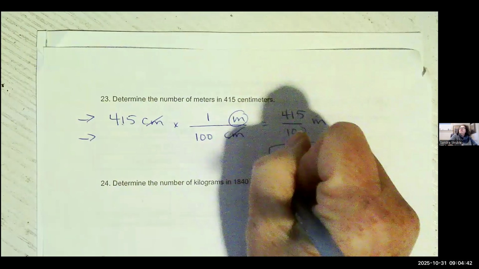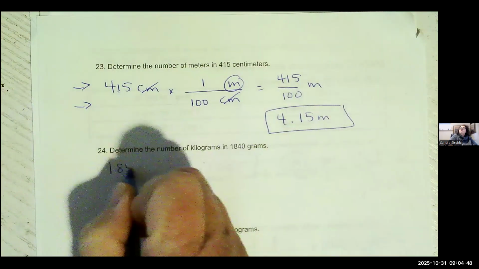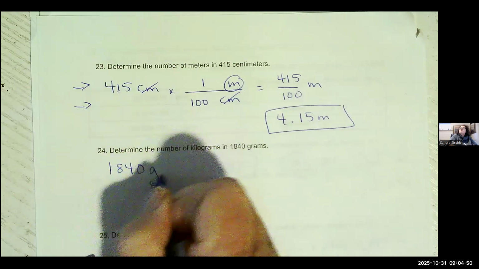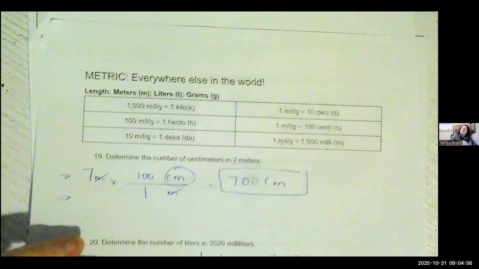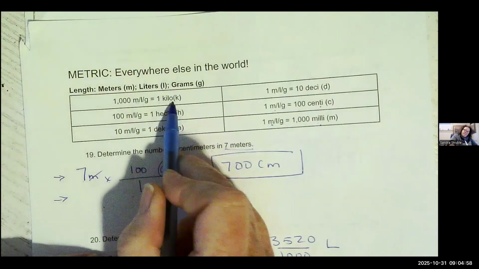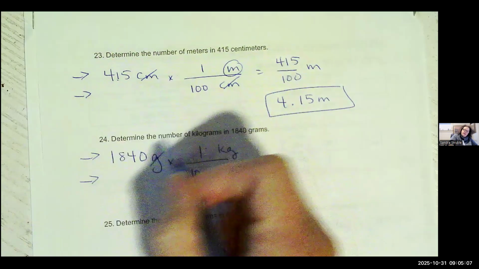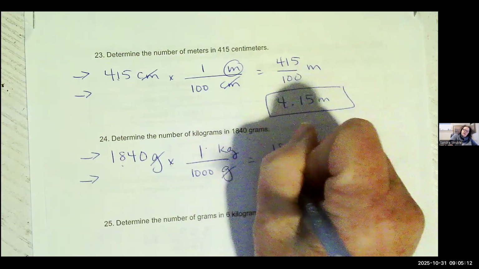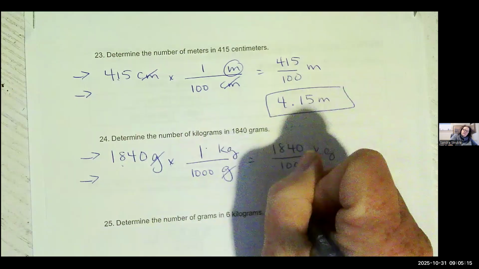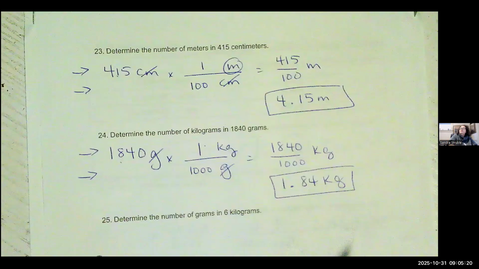Determine the number of kilograms in 1,840 grams. We don't want grams, we want kilograms. There are 1,000 grams in 1 kilogram. Multiplying straight across, grams are gone. 1,840 times 1 is 1,840 over 1,000, and this is kilograms. So 1.84 kilograms. Always make sure you divide. Determine the number of grams in 6 kilograms.